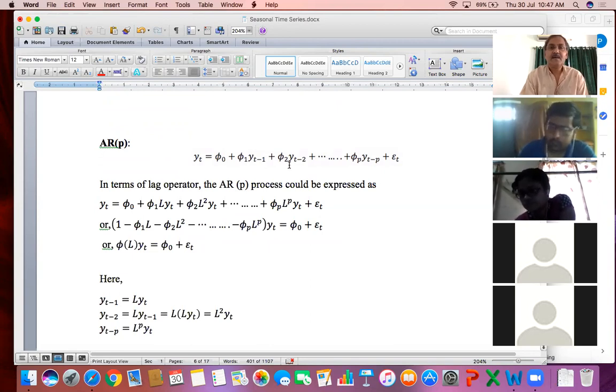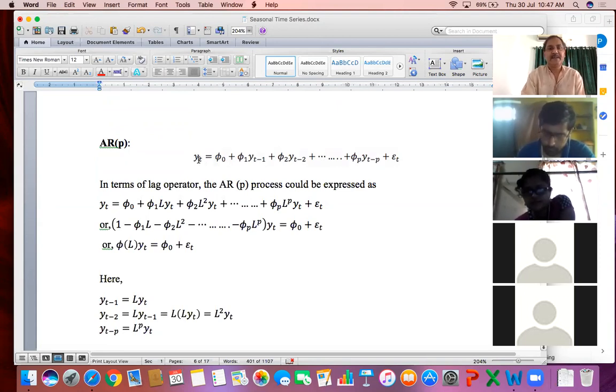Have you seen this clearly, or can we zoom it more? Is this equation clearly visible to you? Okay. Yes, sir. Okay.